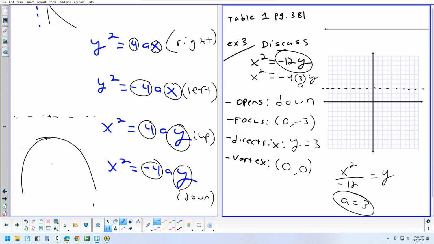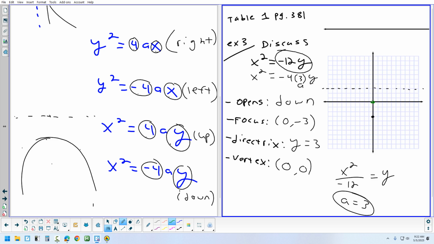So remember, the directrix is not actually part of the parabola. It's just an imaginary line it bends away from. The focus is not part of the parabola either. It's just an imaginary point that it bends around. Okay. Now, let's actually sketch it. So vertex is 0, 0.